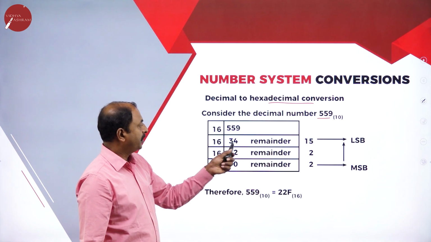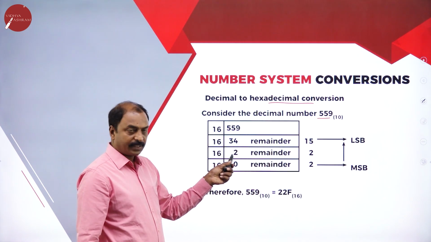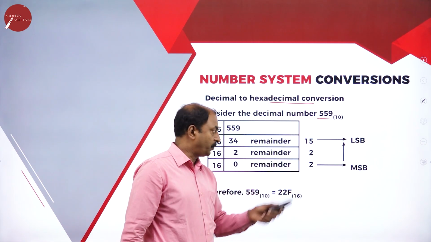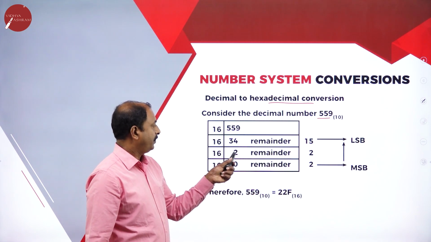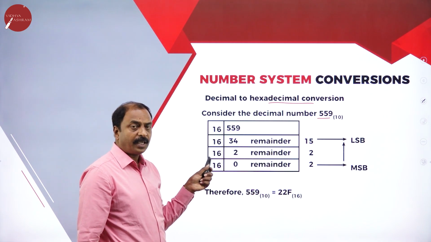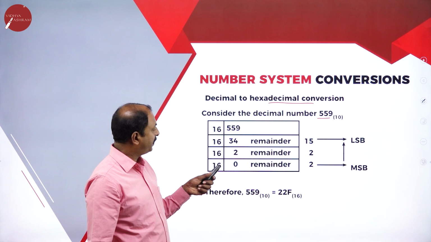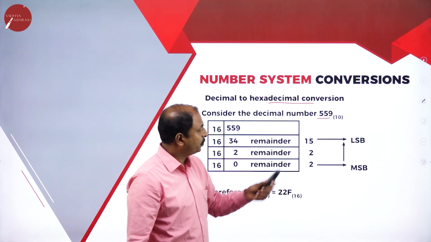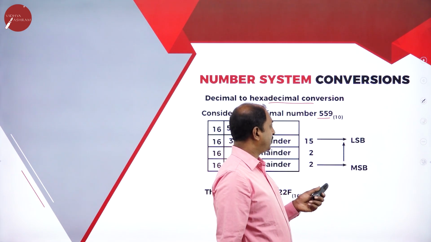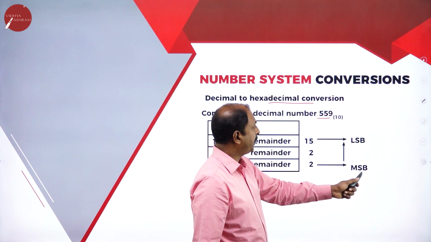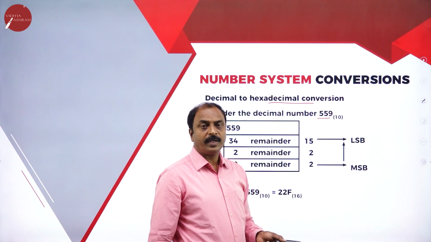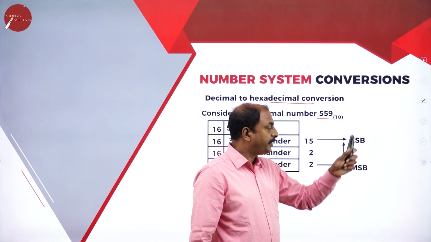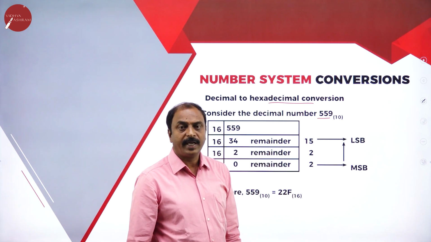Again, divide 34 by 16. 16 2s are 32, remainder is 2. Similarly, 2 is less than 16, so we cannot divide; 16 into 0 is 0, remainder is 2. So we have to write the answer from the last remainder to the first, MSB to LSB. As I told you, MSB stands for most significant bit, and LSB stands for least significant bit.